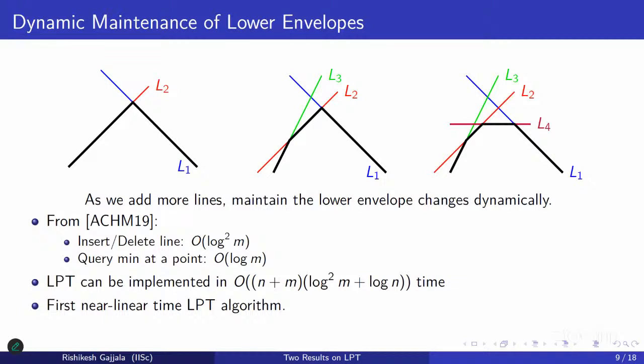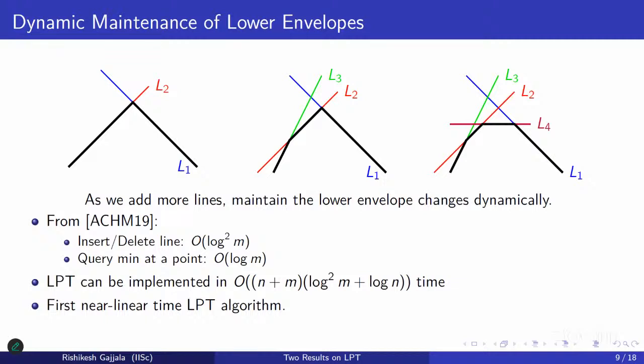And let's say you introduce a new line L3. You know that L3 is smaller in the initial parts. You could also introduce one more line, and your lower envelope keeps changing. From a recent result, it's known that there is a way to dynamically maintain this lower envelope. One can either insert or delete lines in at most log square n time, where n is the number of lines. And you can also query the minimum point in order log n time.